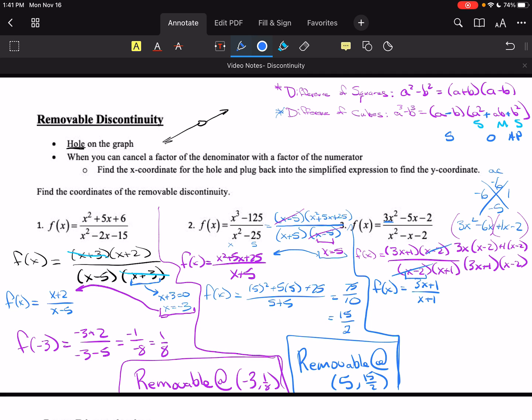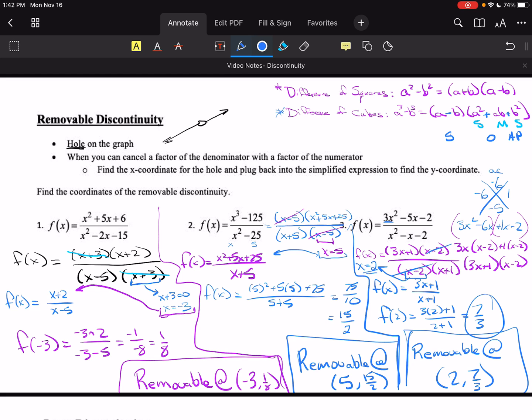Now, looking at what cancels, right? That tells me that my hole is going to have an x value of +2. Plugging that in, I get 7 over 3. So I would have a removable discontinuity at 2, 7 over 3. Okay? So that's dealing with holes, my removable discontinuities.